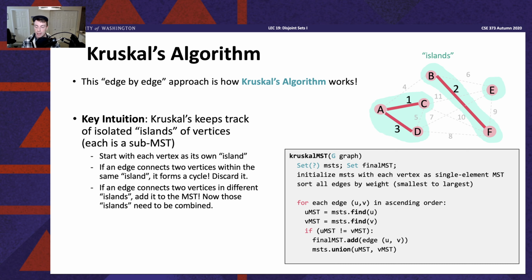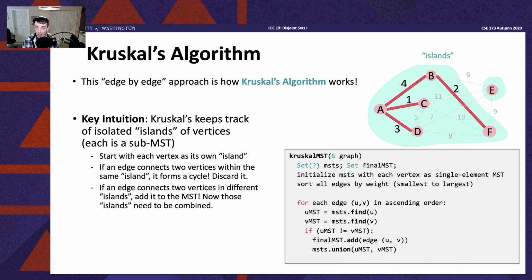Next smallest edge is 3. Those were in different islands, so we union them together and add that edge to our MST. Same with 4. Those were two different islands before. That 4 crosses those islands, so we add it to our MST and then union those sets together.